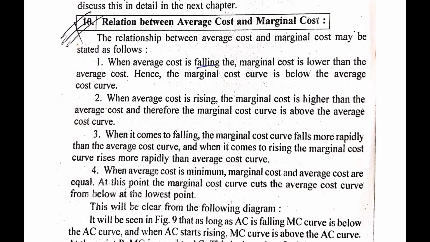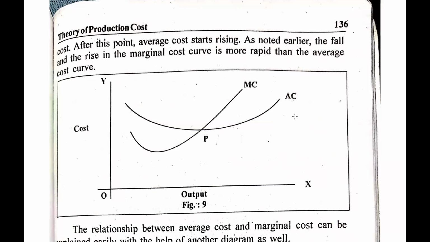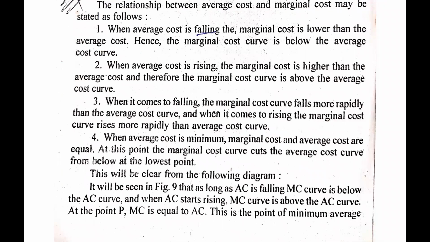That is the very first relation between average cost and marginal cost: the marginal cost curve is below the average cost curve. Second, when average cost is rising, marginal cost is higher than the average cost, and therefore the marginal cost curve is above the average cost curve. When average cost is falling, marginal cost is below it, and when average cost is rising, marginal cost is above it. Third, when falling, the marginal cost curve falls more rapidly than the average cost curve, and when rising, the marginal cost curve rises more rapidly than the average cost curve.